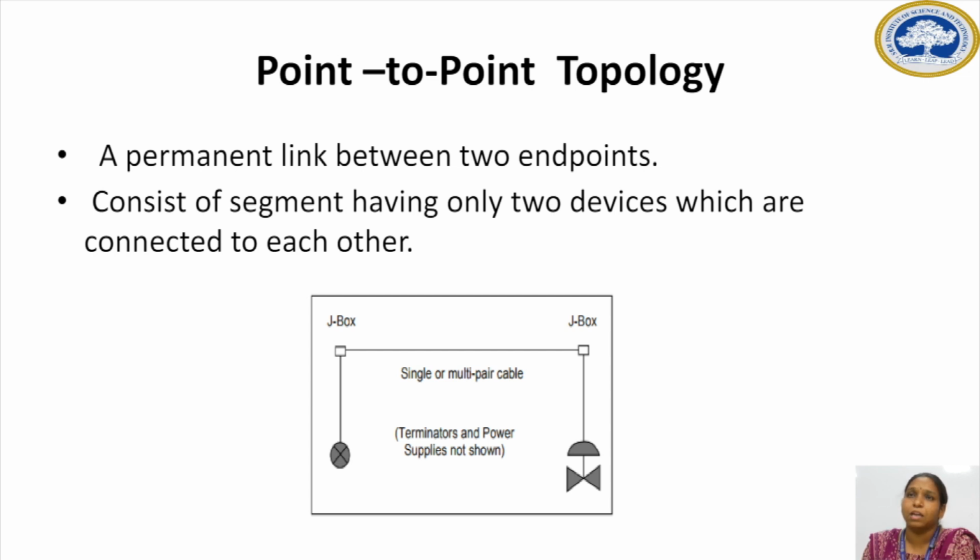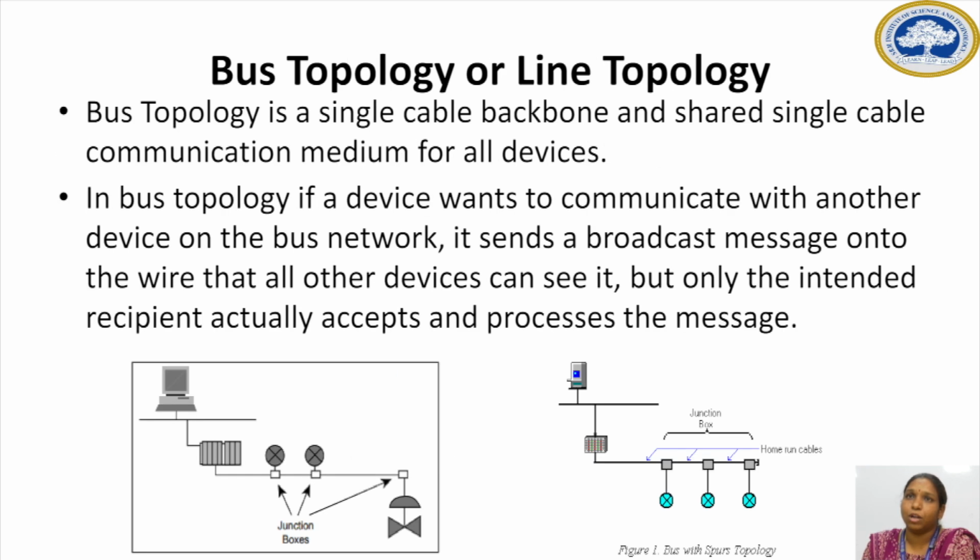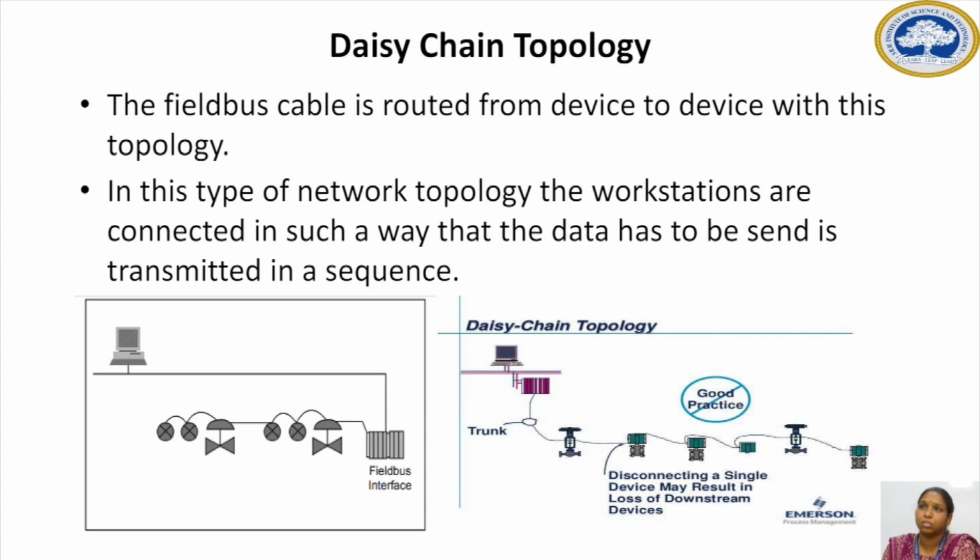Point to point topology. A point to point topology can be called a permanent link between the two endpoints. It consists of a segment having only two devices which are connected to each other. Bus topology, or it can be called a line topology. Bus topology is a single cable backbone and shared single cable communication medium for all devices. In bus topology, if a device wants to communicate with another device on the bus network, it sends a broadcast message onto the wire that all other devices can see, but only the intended recipient actually accepts and processes the message.